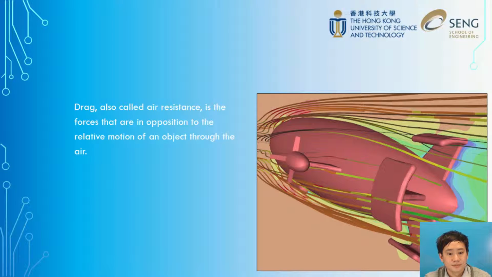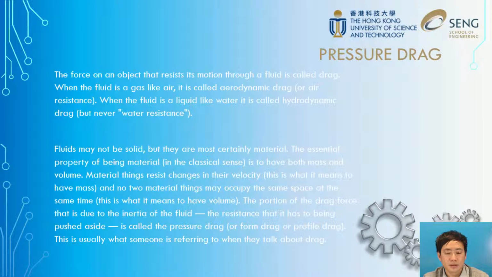Drag force. Drag is also called air resistance. It's the force that is in opposition to the relative motion of an object through the air. There are different types of drag. The first one is pressure drag. Pressure drag is the inertia of the air particles. Bear in mind that throughout the journey, your airship has to move the air particles away in order to take up the space that the air particles are originally taking up. So the ability of your airship to move the particles away governs the magnitude of the pressure drag.